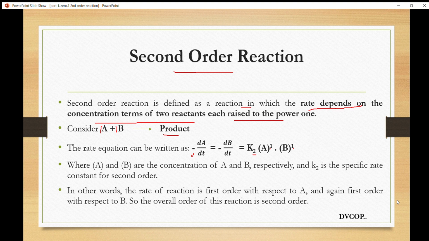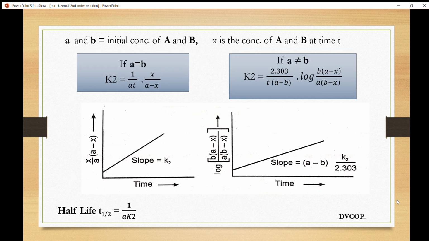So according to the law of mass action, order of reaction is 1 plus 1, that is 2. In other words, the rate of reaction is first order with respect to the reactant A, and again it is first order with respect to the reactant B. So the overall order of reaction is second order. In second order reaction, small a and small b are the initial concentrations of reactants A and B, and small x is the concentration of reactant reacted at time t.